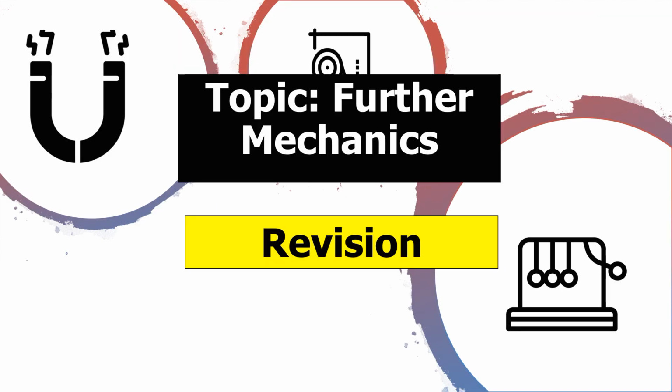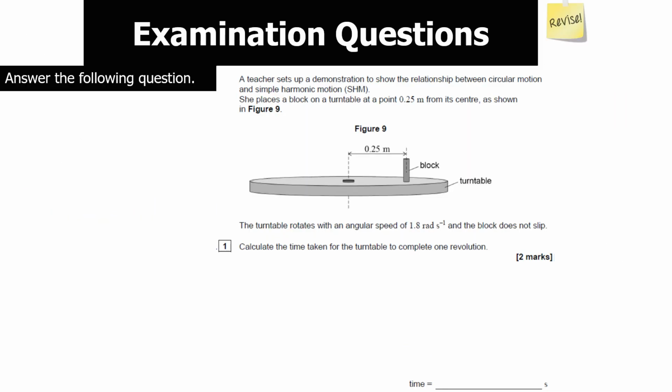Let's now have a look at a few questions on further mechanics. So a teacher sets up a demonstration to show the relationship between circular motion and simple harmonic motion. She places a block on the turntable at a point 0.25 meters from its center as shown. The turntable rotates with an angular speed of 1.8 radians per second and the block does not slip. Calculate the time taken for the turntable to complete one revolution. So pause the video now, then unpause the video when you want to go through your answer.